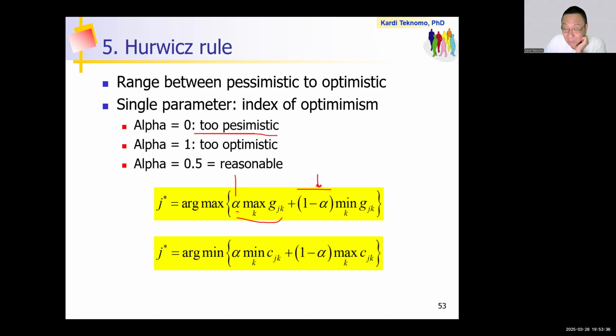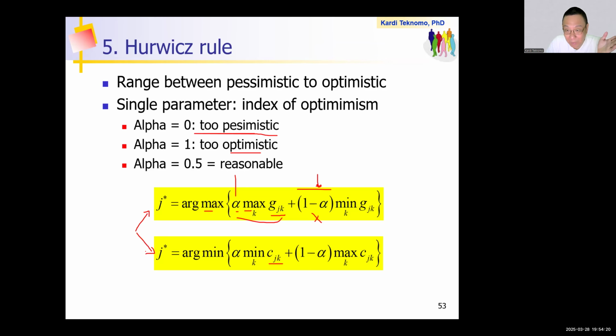What happens if alpha is 1? If alpha is 1, then 1 minus 1 is 0, so this term you are not using. This is 1, so you get maximax. You get optimistic. So the meaning of alpha is the degree from pessimistic to optimistic. So you have a single parameter here. Depending on whether you are using a gain table or a cost table, this is the formula. This is the gain table formula. This is the cost table formula.